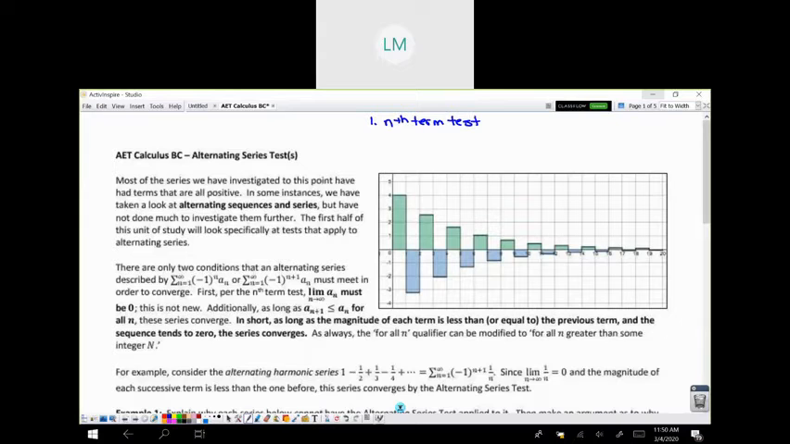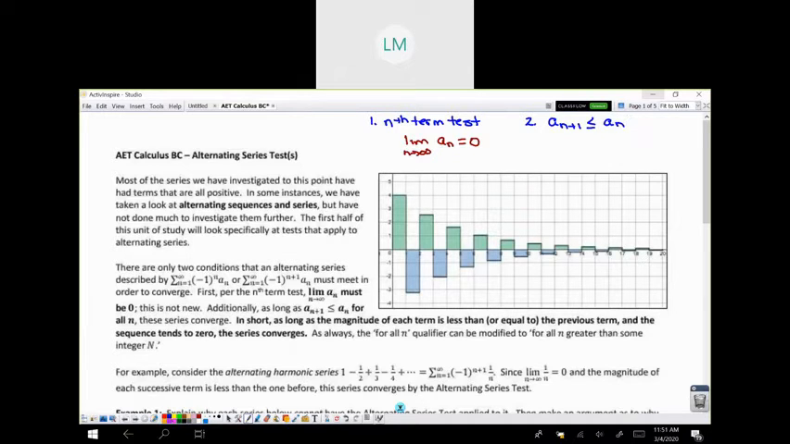So, just like we have done previously, in order for a series to possibly converge, the limit as n goes to infinity of my nth term must go to 0. If it does not go to 0, then the series must diverge. The second is that the terms must be decreasing. So a sub n plus 1, or the magnitude of the terms, must be less than or equal to a sub n.